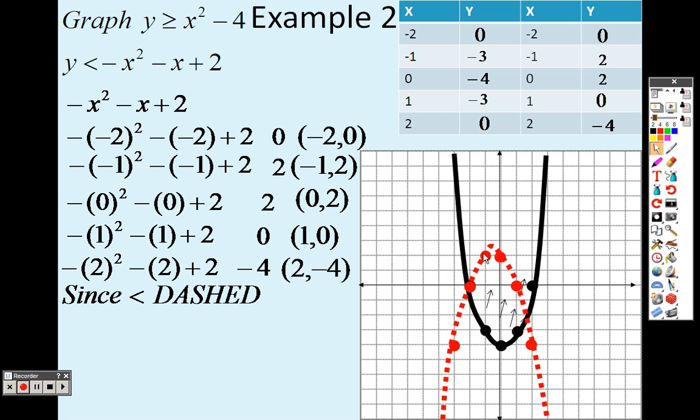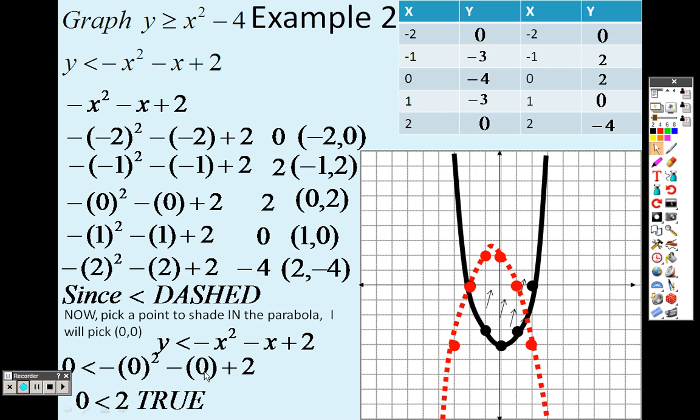Keep in mind, see how mine went up there? It's a dashed line. It doesn't go straight across there. There is a point there at the top of the curve. We pick a point not on that line inside the parabola, which is (0, 0). So I plug in (0, 0) there. Is 0 less than 2? That is true, meaning I shade everything in there. So where do they overlap? Inside between those two, and there is your answer.